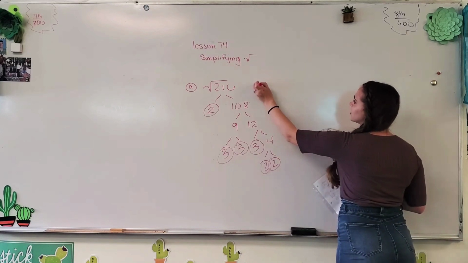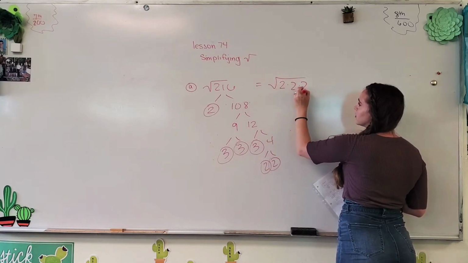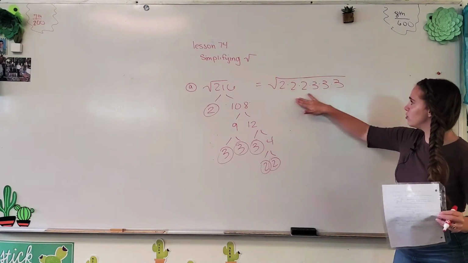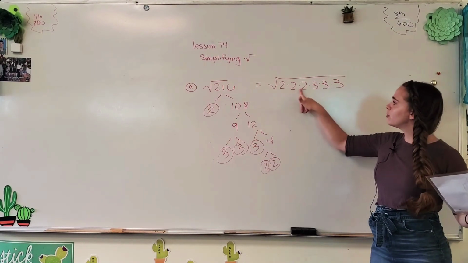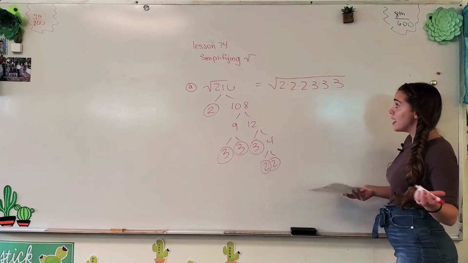So the square root of 216 is really the square root of 2·2·2·3·3·3. It's important that you know that these are multiplied. This is not just 222,333. Make sure you're putting your dots in the middle so you know, yes, these are all multiplied. And then look for pairs.